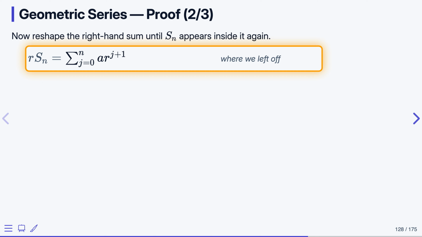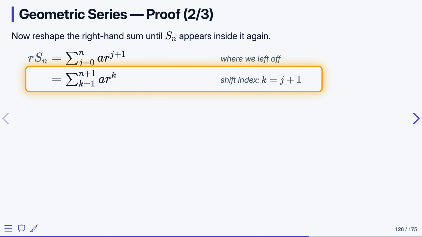We pick up from r times S sub n equals the sum from j equals 0 to n of a times r to the j plus 1. Step 1. Shift the index to tidy the exponent. Let k equal j plus 1. When j was 0, k is 1. When j was n, k is n plus 1. So the sum now runs from k equals 1 to n plus 1 of a times r to the k.